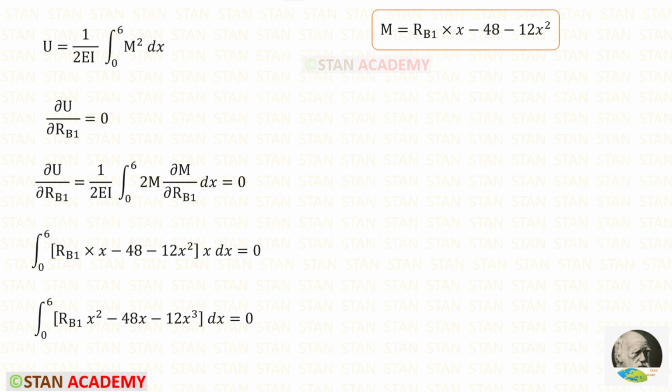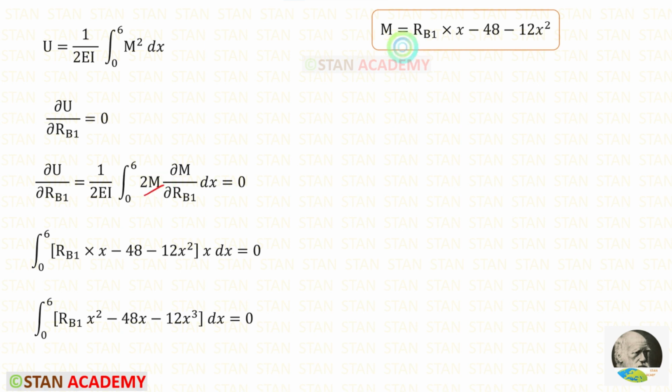We know that when we partially differentiate the strain energy U with respect to RB1, it will be 0. We can only partially differentiate m square because 1 upon 2 EI is constant. When we partially differentiate m square with respect to RB1, we will get this. We can eliminate 2. We can take 1 upon EI on the other side. 0 into EI, it will be 0.